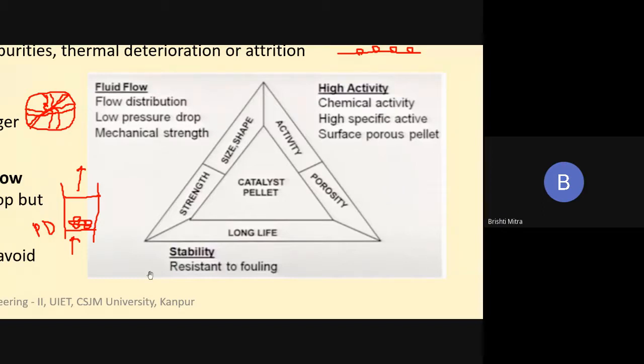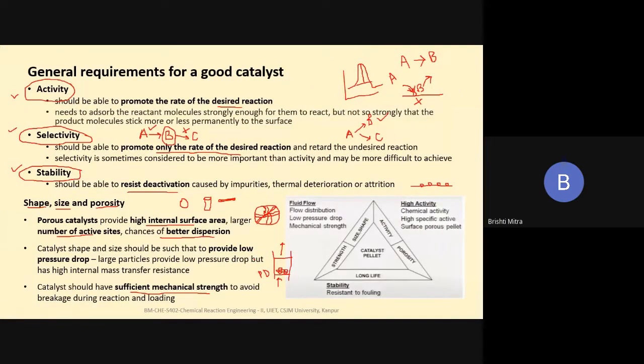And the next thing is the stability. That means the catalyst should be resistant to fouling. Resistant to fouling essentially means that there should not be any destruction, that is, the stability of the catalyst should be high. So these three things are very important for a good catalyst: stability, selectivity, and activity.